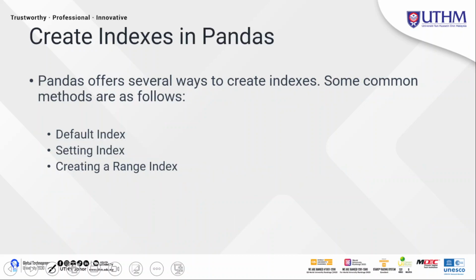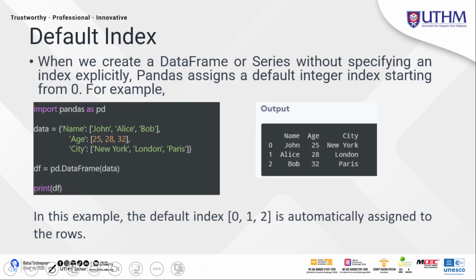Next, create indexes in Pandas. Pandas offers several ways to create indexes. Some common methods are as follows. We have already taught you, or mentioned, what the default index is. You can set up the index, and you can come up with a range of index, like certain values from 10 to 12, 15 to 20, A to B, A to D, B to D, something like that. You can list it out. Let's see some default index.